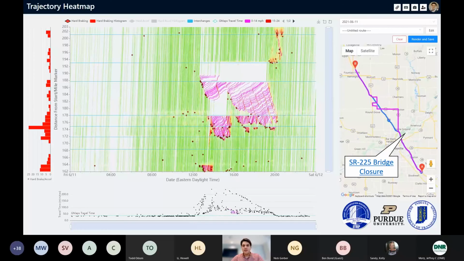Following this crash, INDOT closed the bridge for comprehensive structural inspection. So this is just one example of how we use this data to help out INDOT. And we can see a lot of these trajectories crossing that bridge right now.